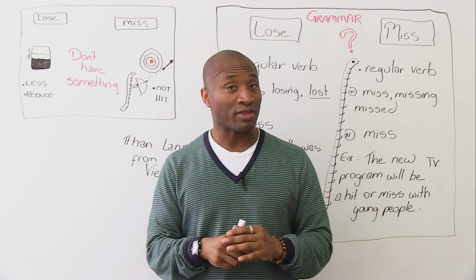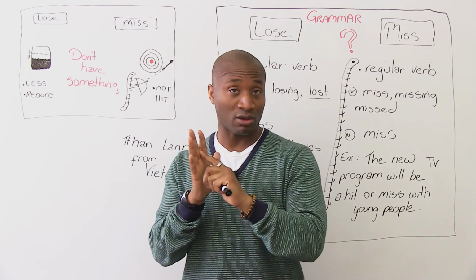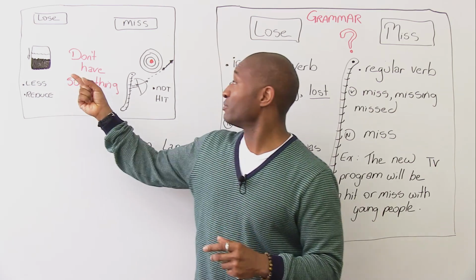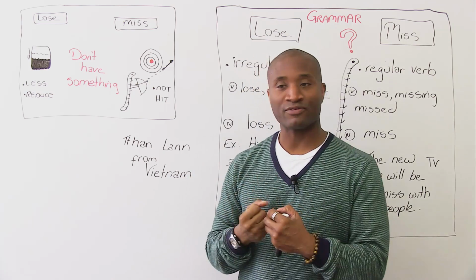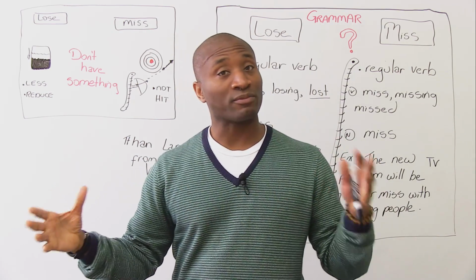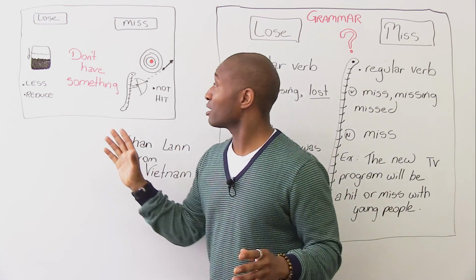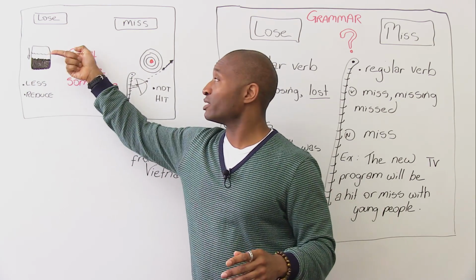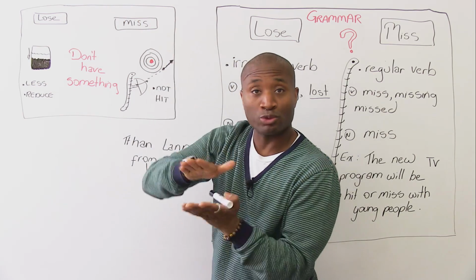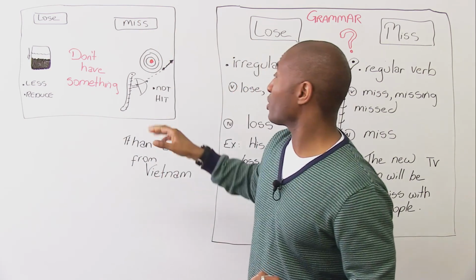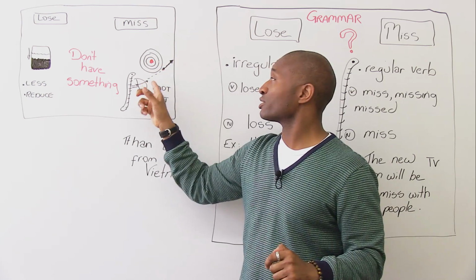I can understand why they would say that, because in English, miss and loss mean something similar. You don't have something, right? But they come at it from different angles. When I lose something, it means I have less of it, or there's a reduction. But when I miss something, I don't hit or I don't connect.